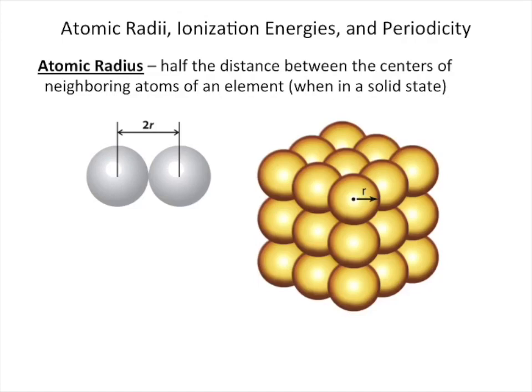And, okay, we need to talk about some other trends while we have some insight into the periodic table and atomic structure and electronic structure especially. So first up is radius.